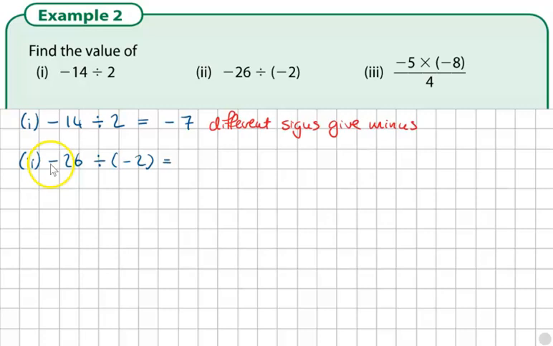Part 2, -26 divided by -2. So here we have a minus divided by minus, which gives a plus, or same signs give plus, and 26 divided by 2 is 13. So same signs give plus.